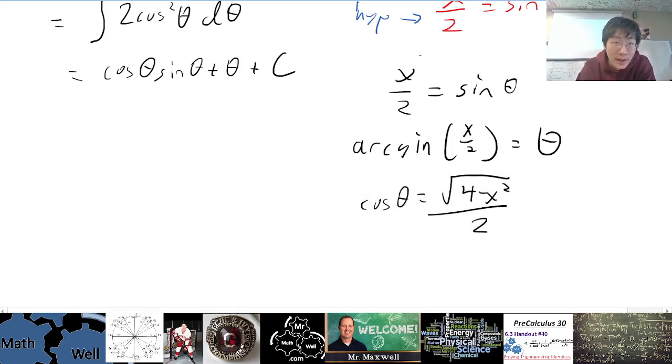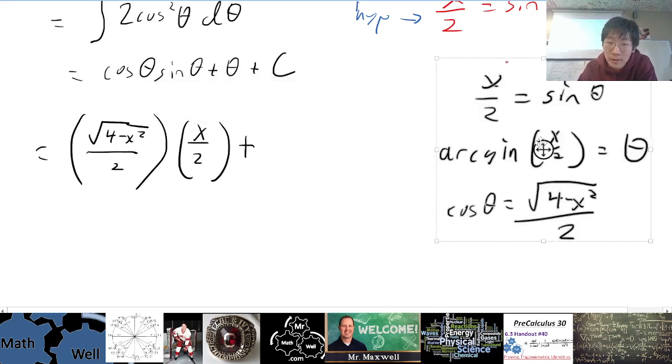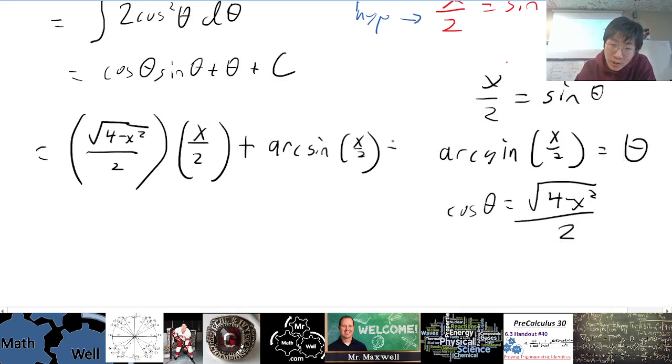So now what we're going to have is root 4 minus x squared, which replaces cos theta, x over 2 multiplied by x over 2, which replaces sine theta, plus, and it looks like we're going to need a little more room to write, so I'm going to move this one too. Plus arc sine of x over 2 plus c.